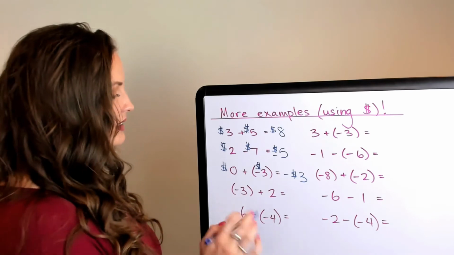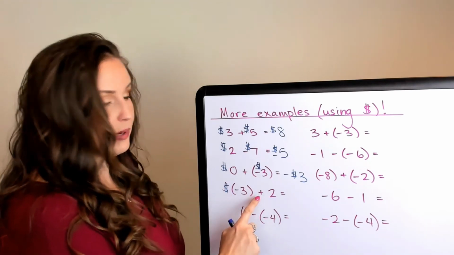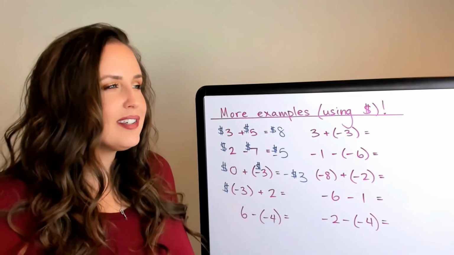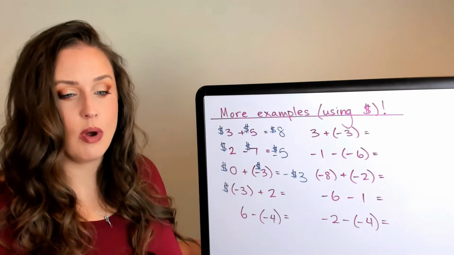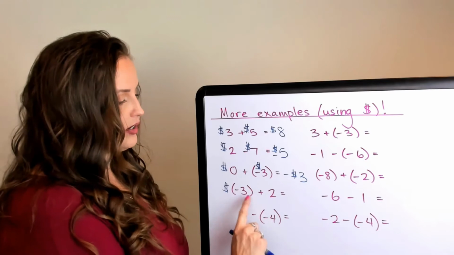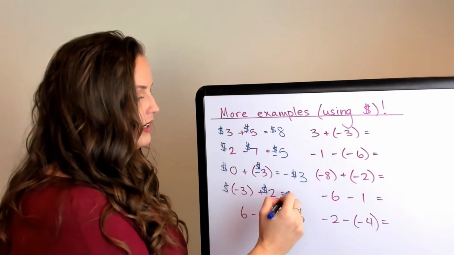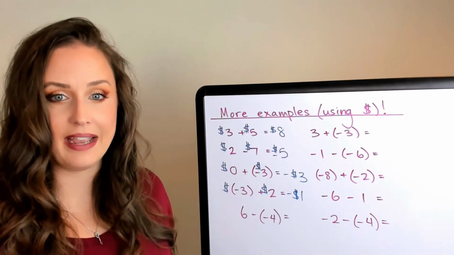So let's continue. Let's say we start off in the hole. We start off at -$3, and then we deposit 2. So we still haven't climbed back up all the way out of that hole that we've dug ourselves into. However, we're less in the hole than we were. So -$3 depositing 2 keeps us in the hole, but only by 1. So the answer to that would be -1.